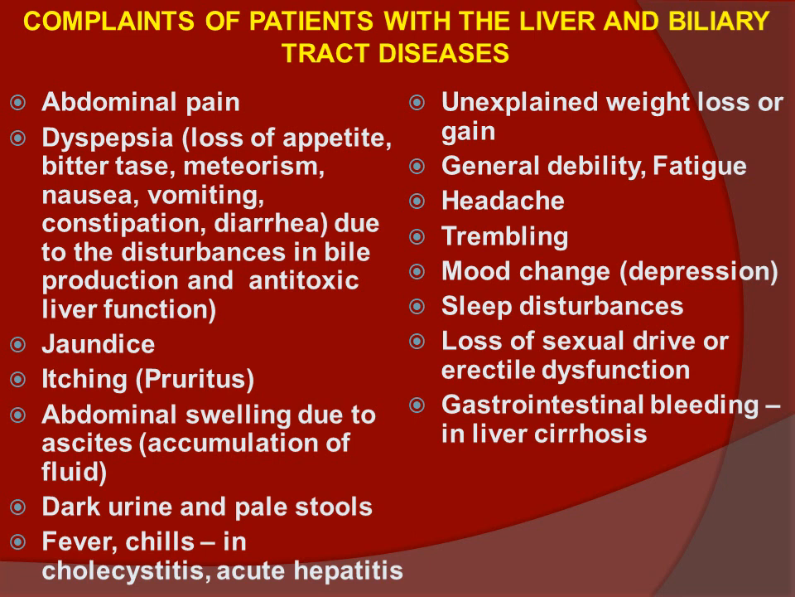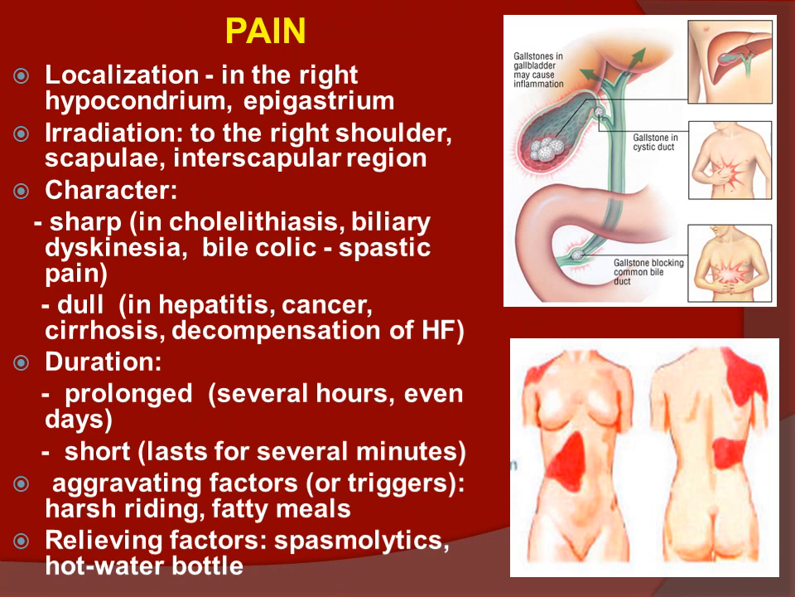The patient with disorders of the hepatobiliary system usually complains of abdominal pain, dyspepsia, loss of appetite, bitter taste, meteorism, nausea, vomiting, constipation, diarrhea, jaundice, itching or pruritus, abdominal swelling due to ascites, dark urine, pale stools, fever, chills, unexpected weight loss, general debility, fatigue, headache, trembling, mood change, sleep disturbances, loss of sexual drive or erectile dysfunction, gastrointestinal bleeding, and liver cirrhosis.